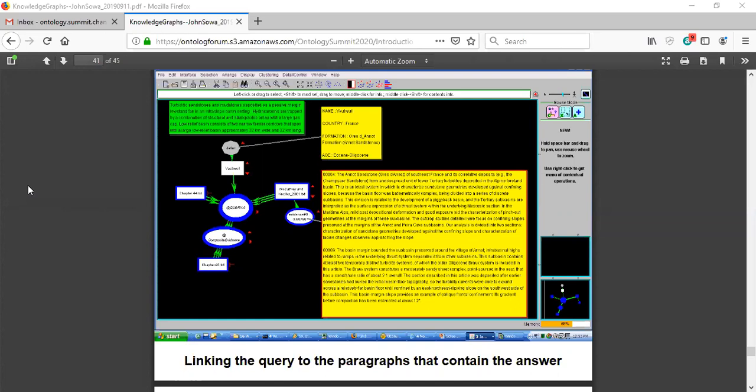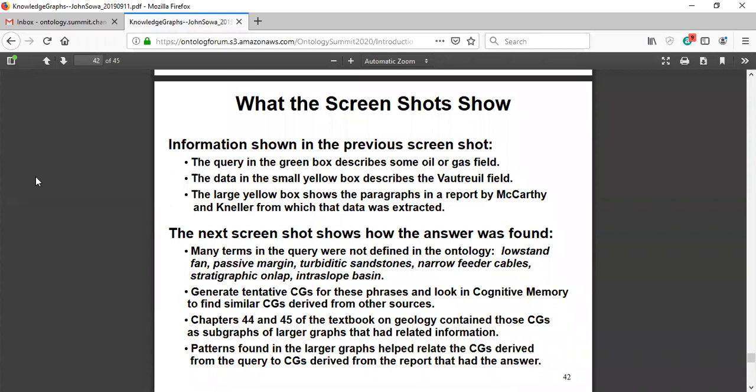Now, the point is that it showed how the answer was found. And for many of the terms, they're not in the ontology, but what happened is that the system would generate a tentative conceptual graph for them, and it would look in cognitive memory to find similar conceptual graphs derived from other sources. And chapter 44 and 45 of a textbook on geology happened to contain those conceptual graphs that contained exactly the same words, and it used those words to develop it. So if we go back to the diagram, the previous diagram, it showed.